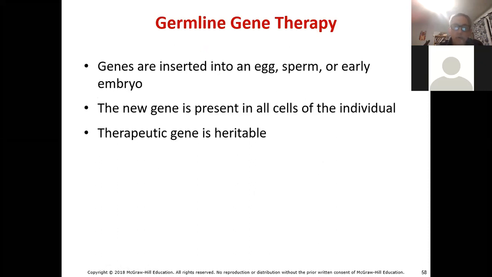Another approach is germline therapy, where you start with the egg cell, the sperm, or an early embryo. The gene is present in all cells. If you insert the gene at this very early stage, the new gene is present in all cells of the individual as they go through embryogenesis, and the therapeutic gene is then inherited. So the individual, when they're born, now has the correct gene and can pass it on to their offspring.